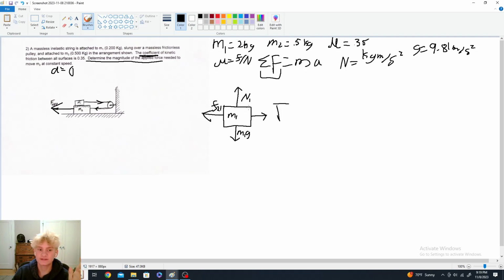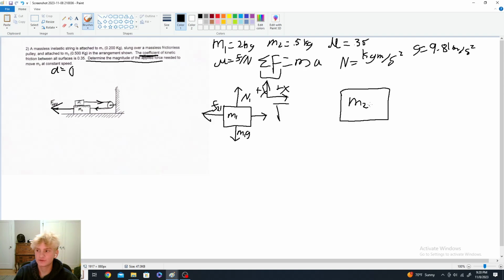Now, let's define our axes, right? For this block, we know that it's going to be moving to the right, right? So let's make that our positive x. So let's make this plus x and this plus y, right? So our x-axis is positive to the right, and up is our y-axis. Okay, good. Now, let's do that for mass 2, which is a little bit more complicated.